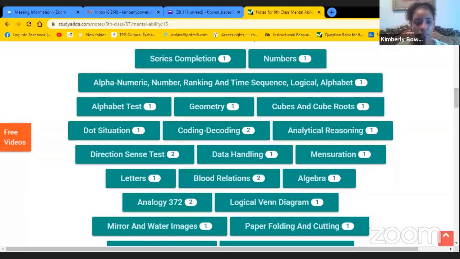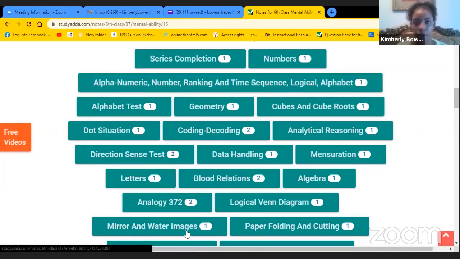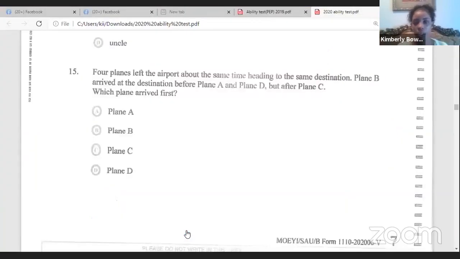Oh, I'm actually sharing the study other website, sorry. All right, let me jump back to the past paper. For the study other website, this will be in the category alphanumeric rank sequence test. All right, I thought that I was sharing the past paper screen. I'm actually going to the past papers now to let you see what I was talking about. Sorry.